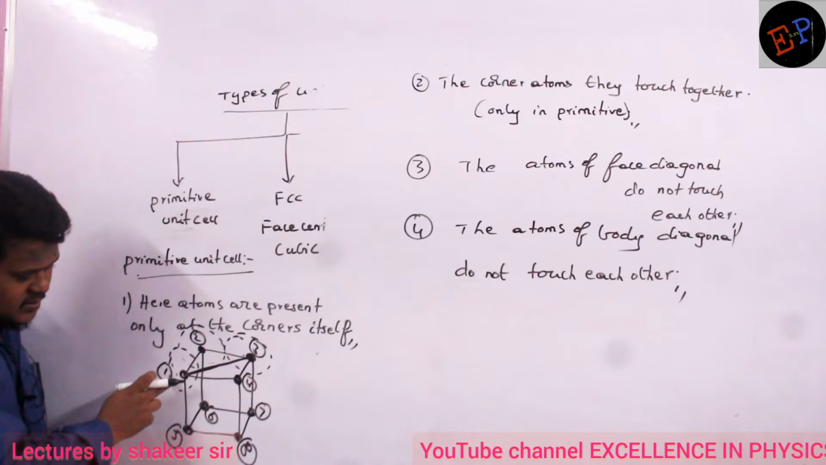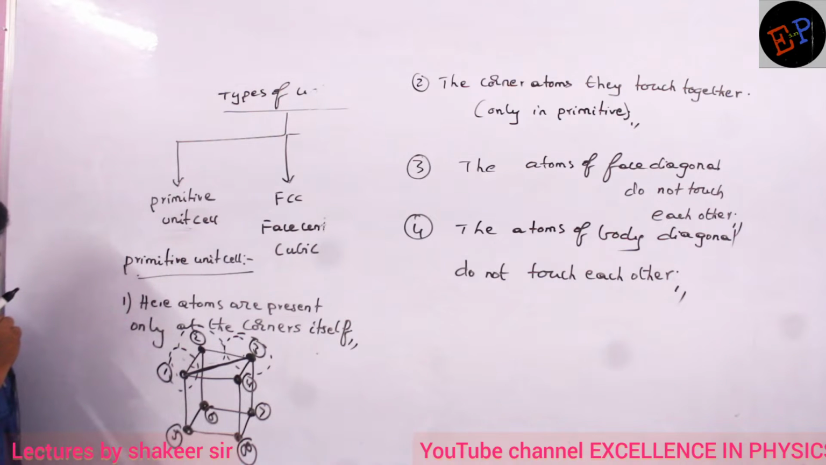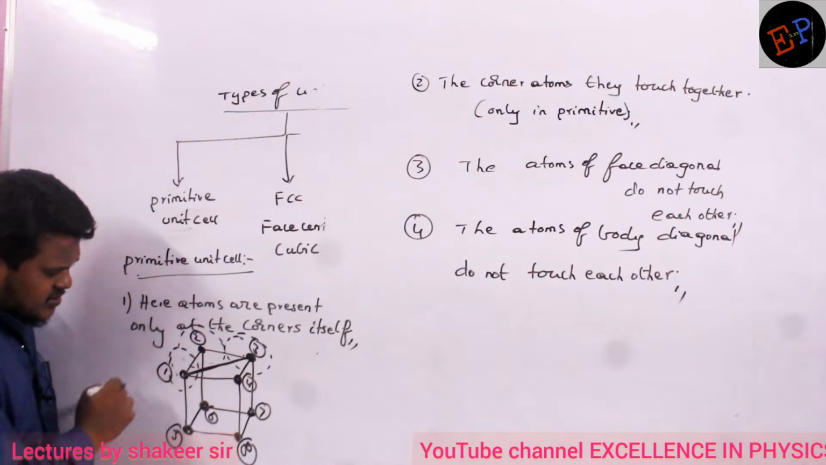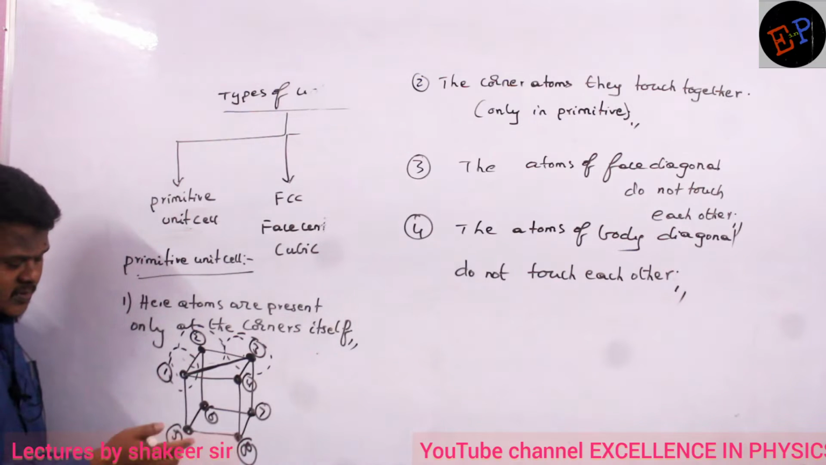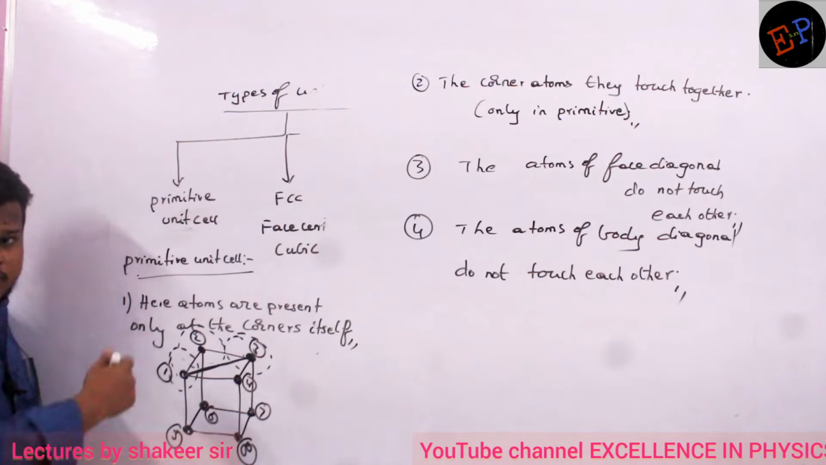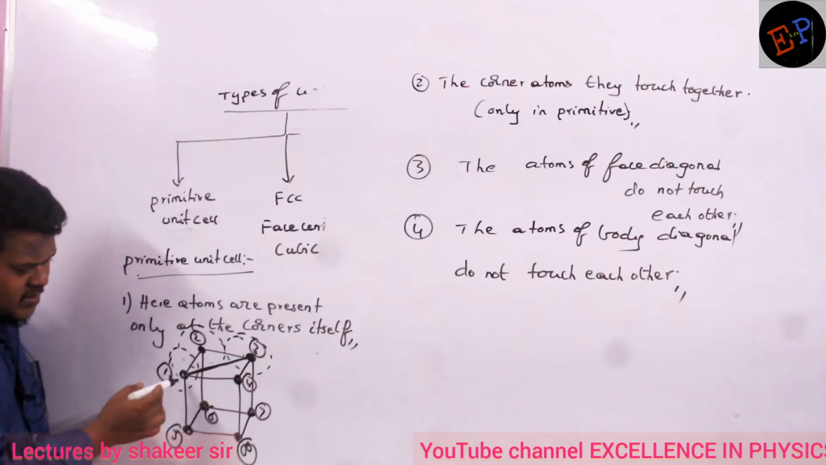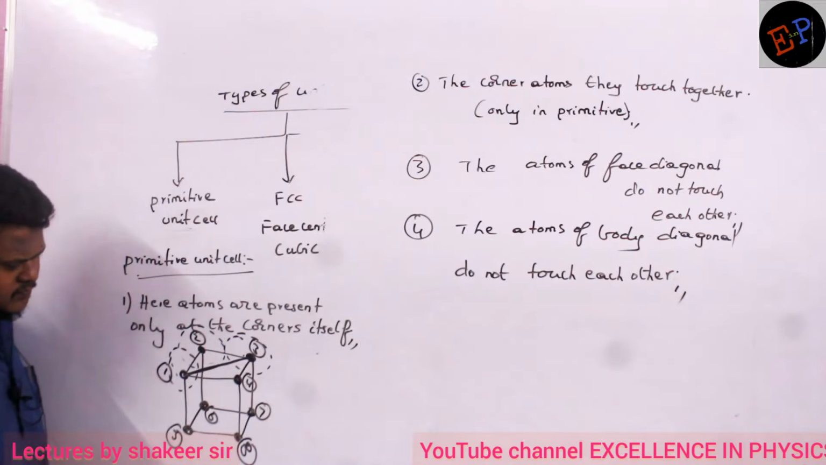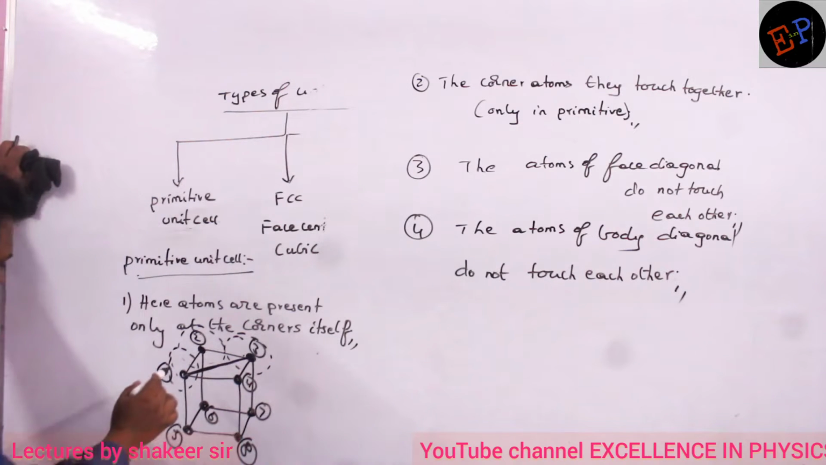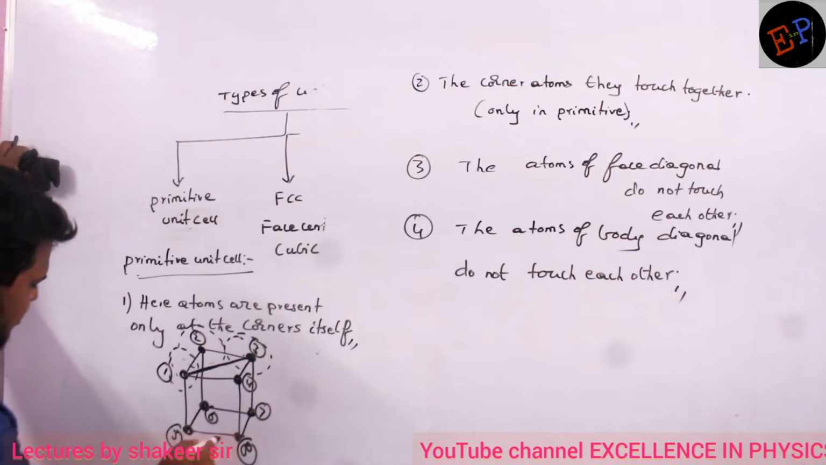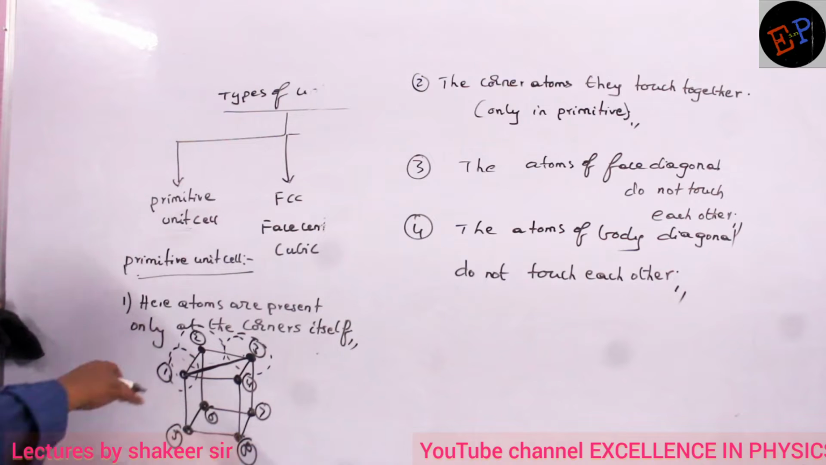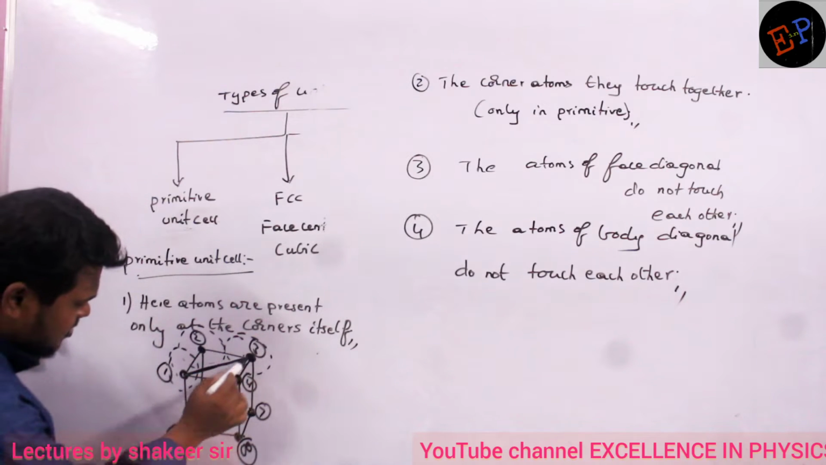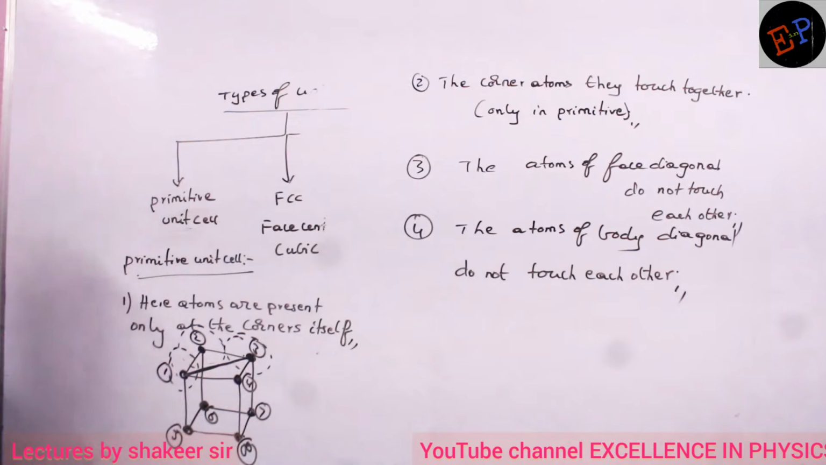1 and 7. Very good, 1 and 7 you can touch. Sima, this atom is present out of the board, no? Which atoms are present outside the board and which atoms are present inside the board? 1, 4, 8, 5 are present out of the board. That's all, no? And which atoms are present inside the board? 2, 3, 6, 7 are present inside the board.